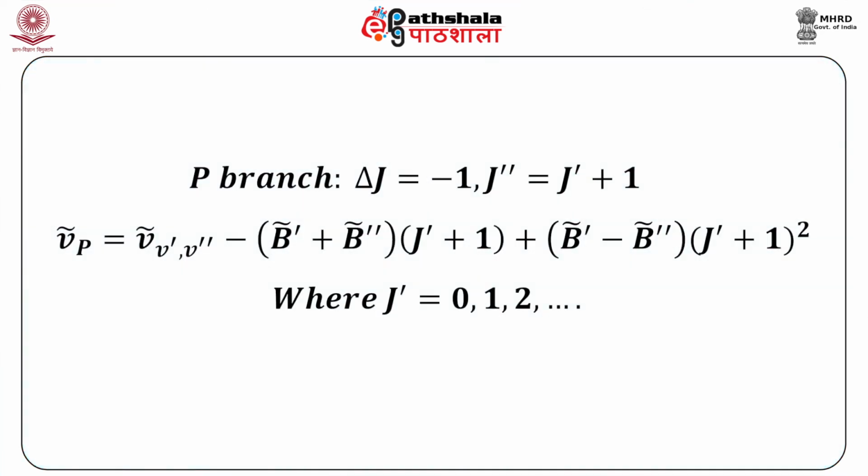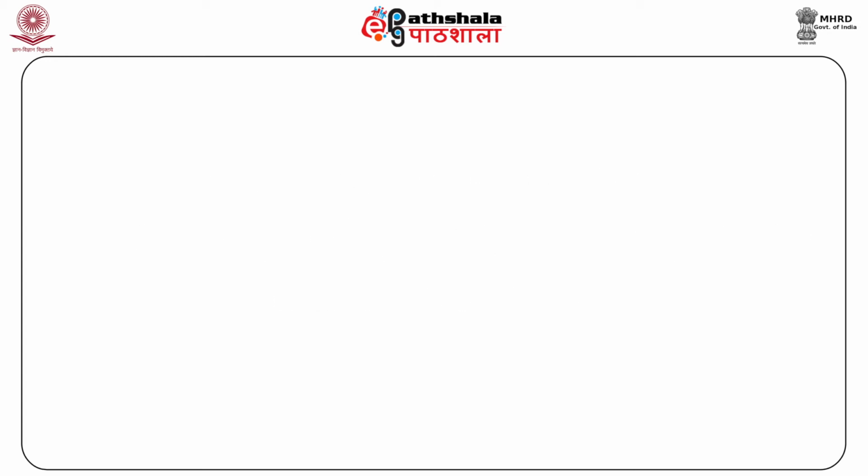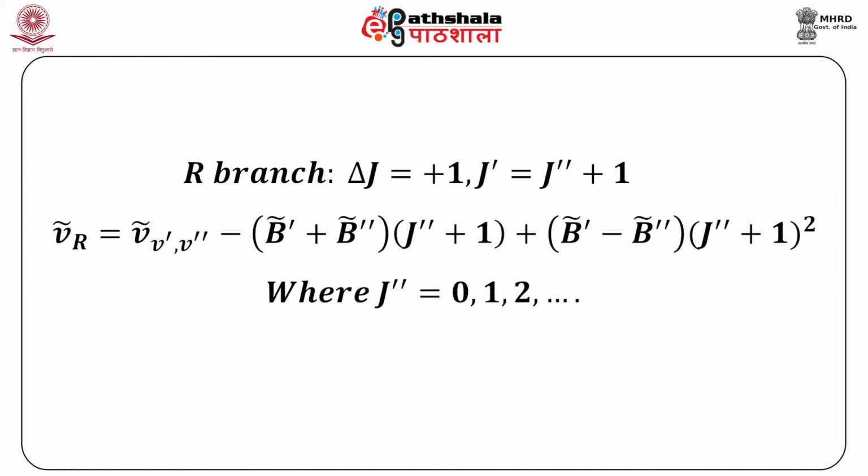follows. For the P branch, you know delta J is equal to minus 1. So, J double prime is equal to J prime plus 1, and when you substitute that, you find that nu bar, the wave number for the P transition, is equal to the wave number for the v prime v double prime vibronic level minus (B prime plus B double prime) into (J prime plus 1) plus (B prime minus B double prime) into (J prime plus 1) square, and here J prime is equal to 0, 1, 2, and similarly for the R branch where delta J is equal to plus 1, you have J prime is equal to J double prime plus 1, and here the wave number of the R branch is given by the wave number of the v prime v double prime transition minus (B prime plus B double prime) into (J double prime plus 1) plus (B prime minus B double prime) into (J double prime plus 1) square, and here J double prime can take on values 0, 1 and 2 and so on.